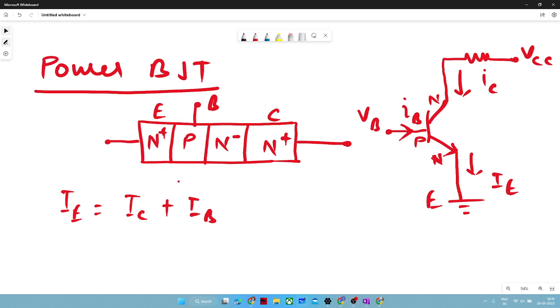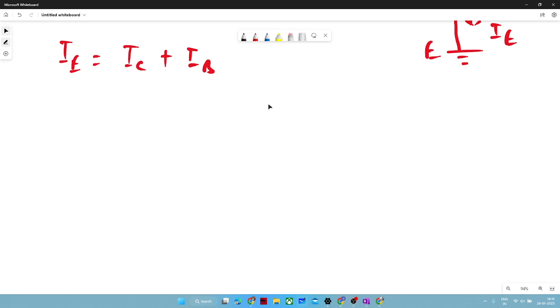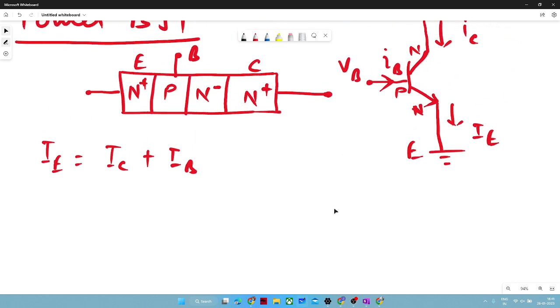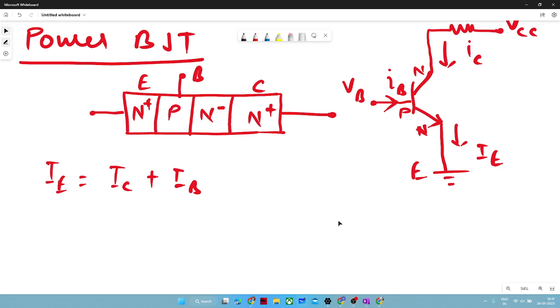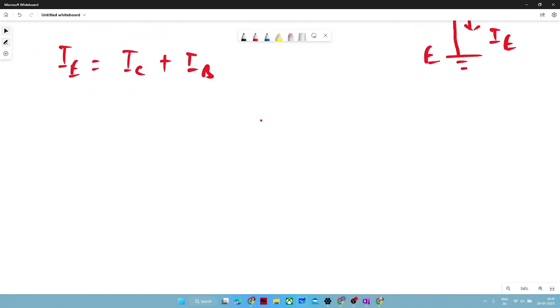And further, if we see the characteristics of this device, let me draw the characteristics of this device. So first of all, for working it as a switch, it must operate in saturation mode. So what do I mean by saturation mode of operation, that we will see here. First, we will draw the input characteristics of this switch.